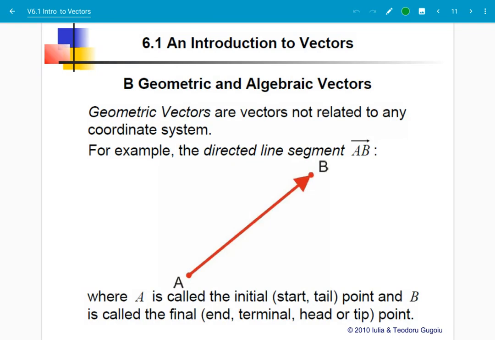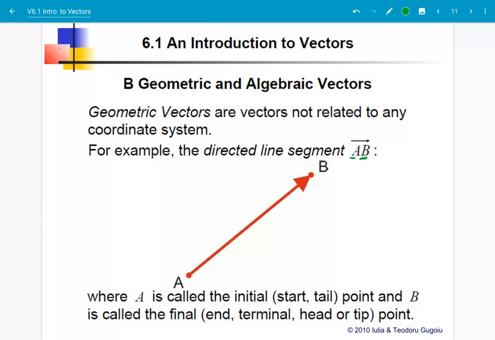Geometric and algebraic vectors. Geometric vectors are vectors not related to any coordinate system, and they can be drawn using arrows. The length of the arrow indicates the magnitude of the vector, and of course the direction is the direction of the arrow. It's a directed line segment, A to B. So notice how the first letter is the start, called the tail or the start of the vector. B is the end, the terminal, head, or tip where the arrow ends up when you're drawing it like that. So A to B is not the same as B to A.